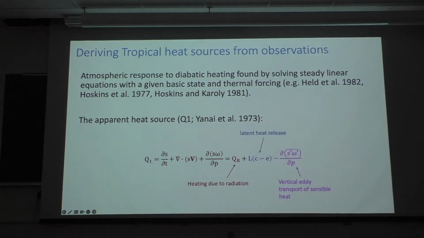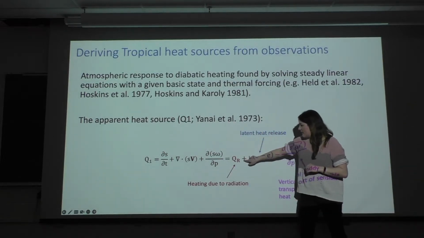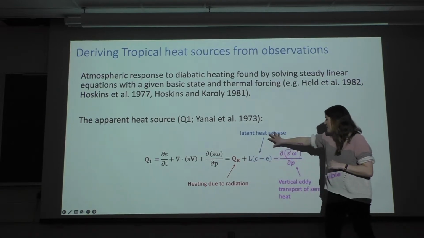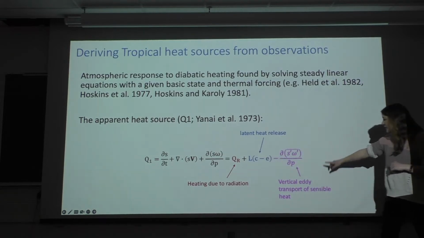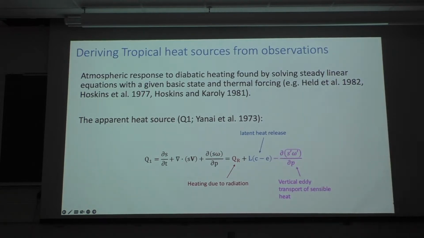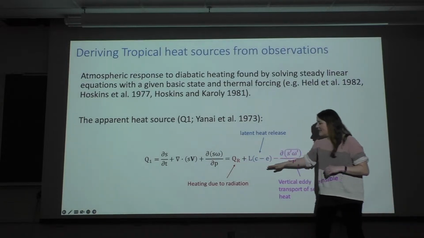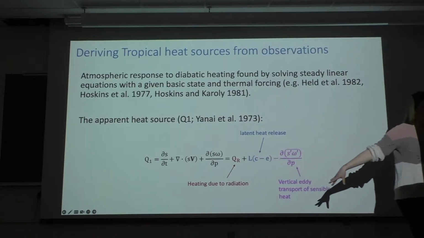Right, so the right-hand side of the equation separates out the components of the apparent heat source: the heating that's due to radiation, so radiative heating; the latent heat release, which is in blue; and then this last term here, which is the vertical eddy transport of sensible heat. It is this right-hand side of the equation that we are going to be using in order to dissect teleconnection patterns and understand the role of heating in driving teleconnection patterns.